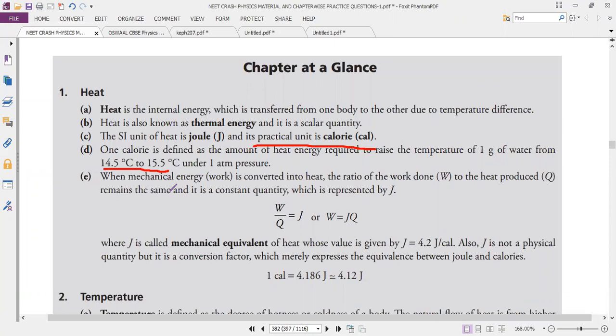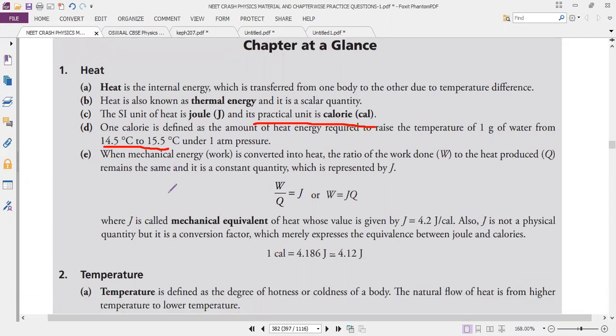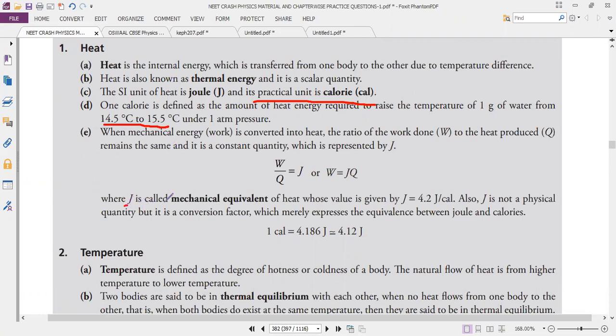The mechanical energy is converted into heat. So work W by Q, W is equal to JQ. That is the mechanical equivalent. The value of J in the form of calorie is 4.2 joule per calorie. 1 calorie is equal to the actual value 4.186 joule. For the calculation, sometimes we will take 4.2 also.